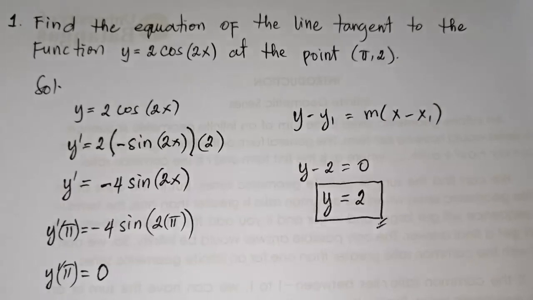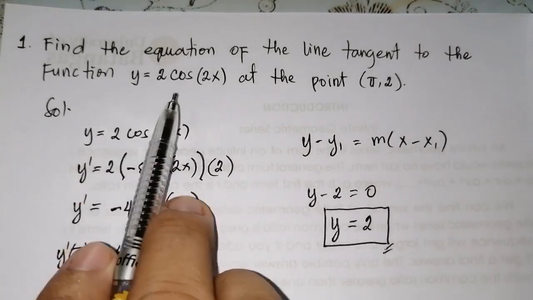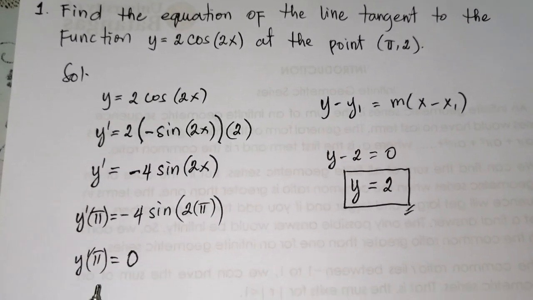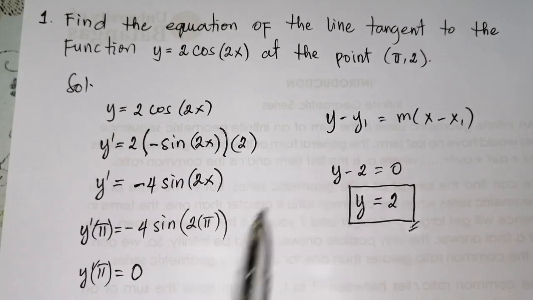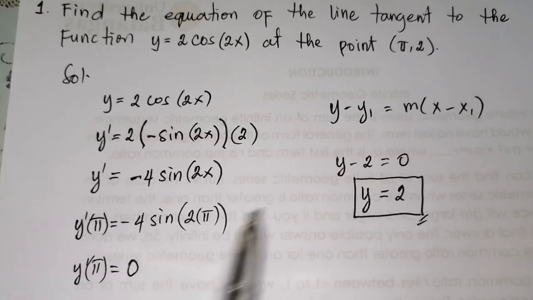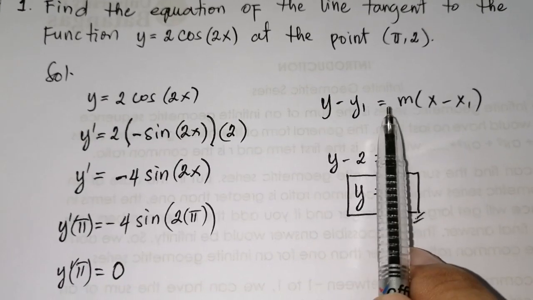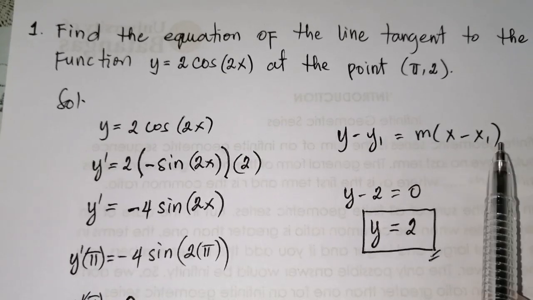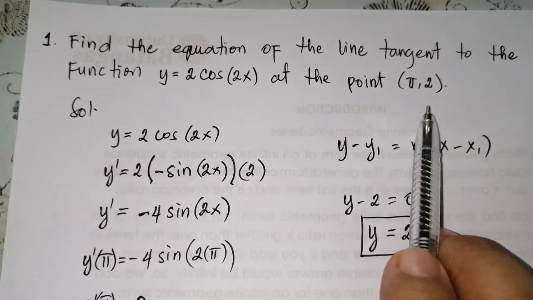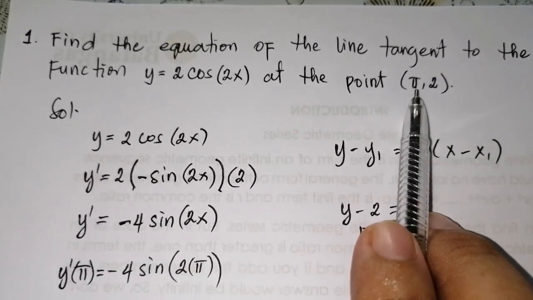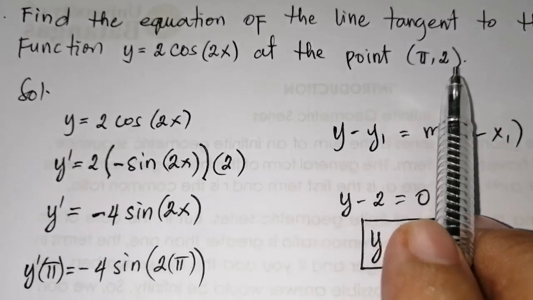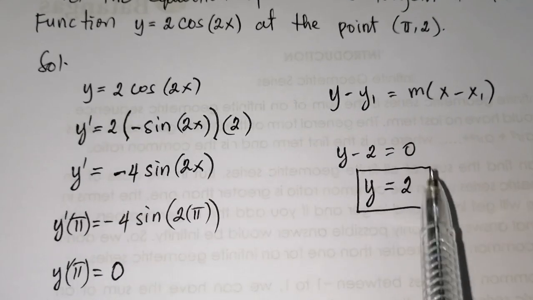Okay? So again, una mo lang gagawin, get the derivative of the function. After getting the derivative, plug in the value of x, which is the pi, then evaluate. So in this case, we get 0. After that, use the point slope form. The y minus y sub 1 is equal to m times x minus x sub 1. Okay, then substitute the given values of x, which is pi over 2. So we have y is equal to 2.